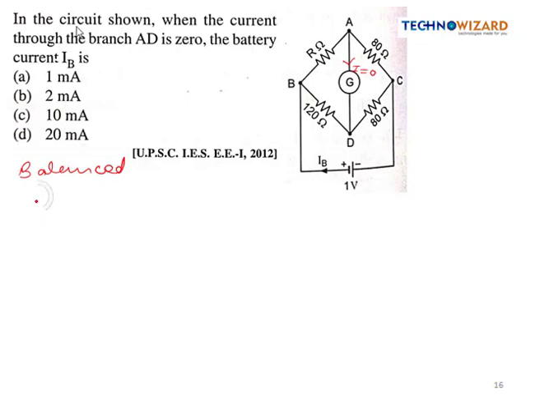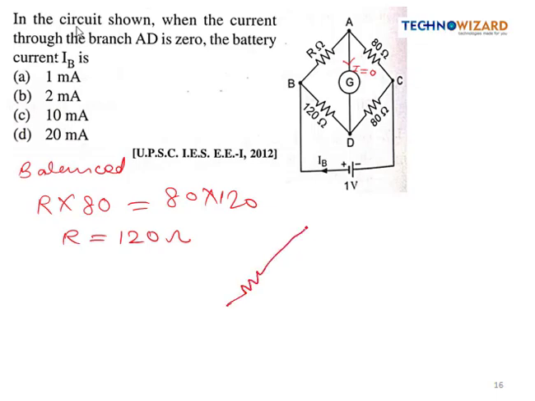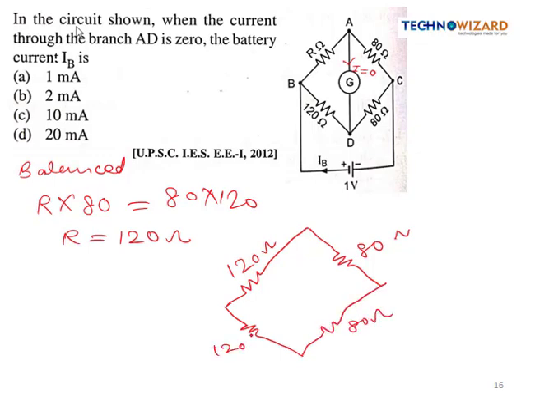It means the product of opposite arms gives R into 80 is equal to 80 into 120. From here we can calculate the value of resistance R is 120 ohm, right? Now we will simply draw the bridge circuit. So this is 120 ohm resistance and this is 80, and this is the 120 ohm resistance R whose value we have calculated. Now this is already 120 and this is 80, this is 120 ohm.